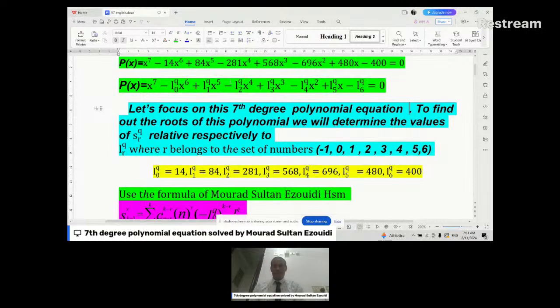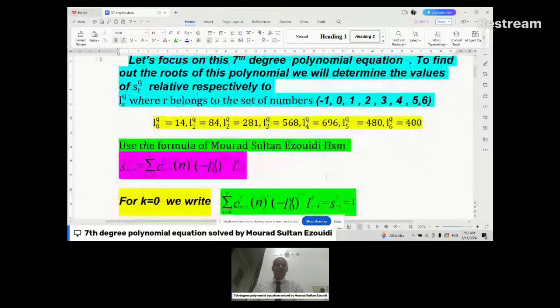Learners, I'm telling you that they are, in fact, belonging to the set of numbers: you are going to find S_-1, and S_0, and S_1, 2, 3, 4, 5, and 6. Learners, I'm going to give you a slight idea about this. If you would like to solve this 7th degree polynomial, you should work with S_r of Q in my discriminant formula that has been named after me, okay?